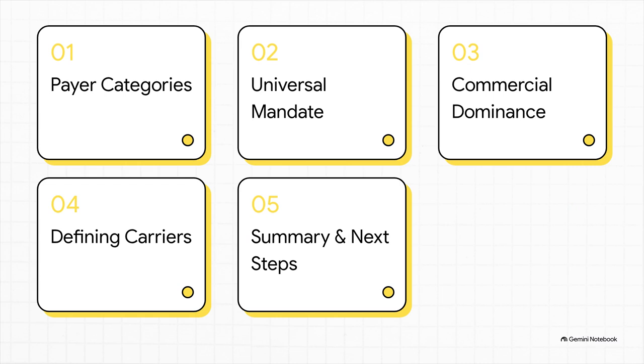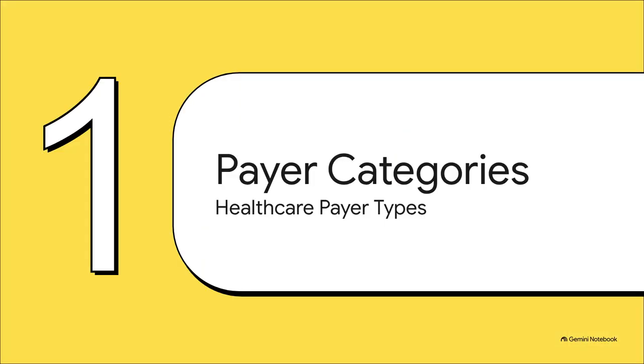Here is our roadmap for today's explainer. We'll quickly cover healthcare payer categories, the universal claim filing mandate, commercial insurance dominance, defining commercial carriers, and then wrap up with a summary and next steps. Let's jump right into Section 1, Healthcare Payer Categories.